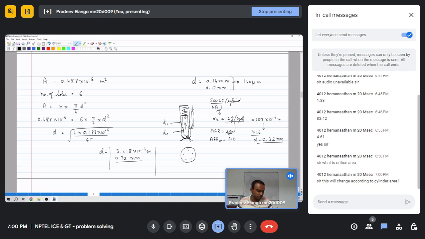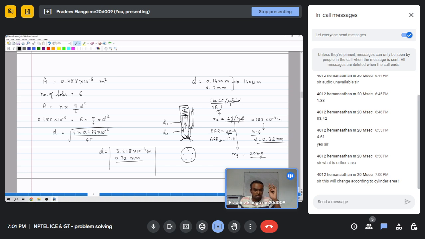we can calculate the mass of fuel that can be given inside the cylinder for every cycle. So this is say 20 milligram. Then for this 20 milligram, and the pressure at which the fuel can be pressurized, based on that we can do this calculation and find the orifice area, and then based on the number of holes we can calculate the diameter of the hole orifice.